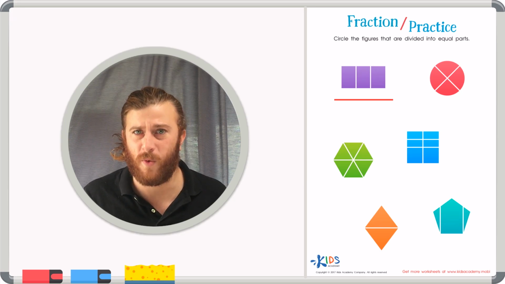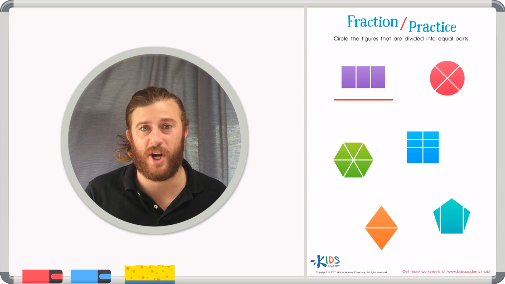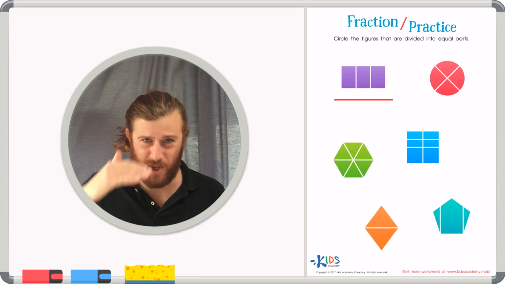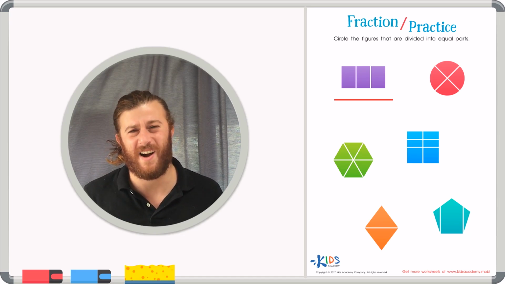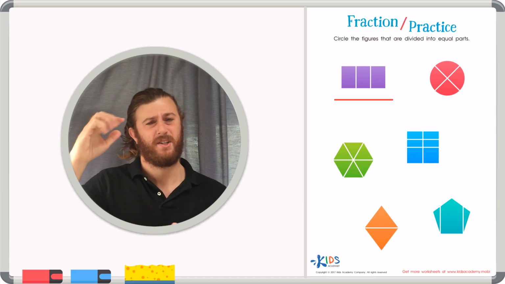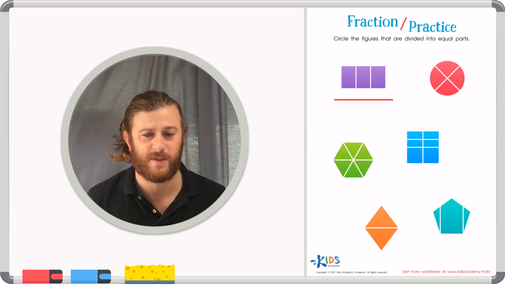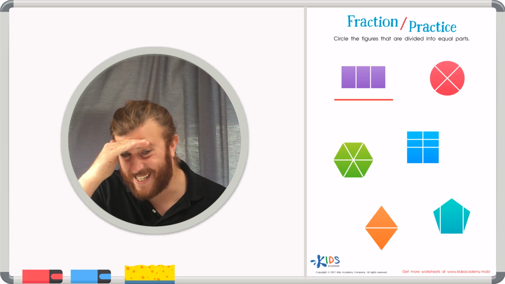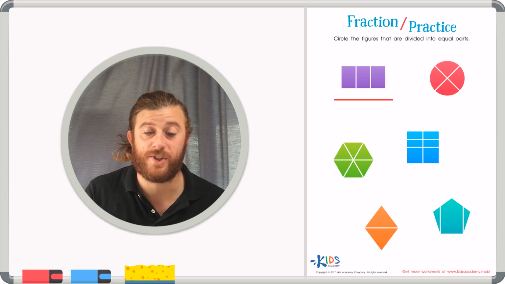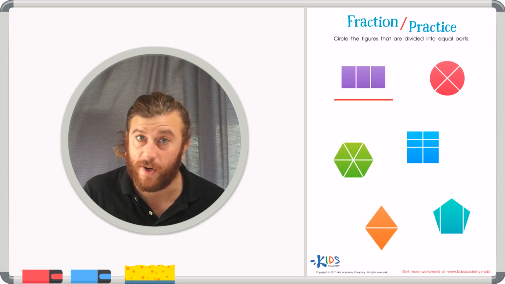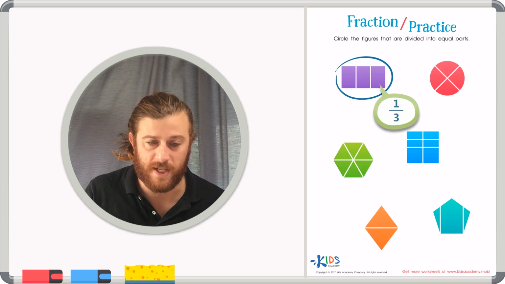So this shape, we have a rectangle. This rectangle is cut up into 3 parts. Do you see 3 equal, even parts? Or are the parts uneven? You have 1 big piece, 1 small piece, 1 medium piece. Well, my eyes tell me that these are 3 equal pieces. So I'm going to go ahead and circle this rectangle that is cut into thirds, or 3 equal pieces.